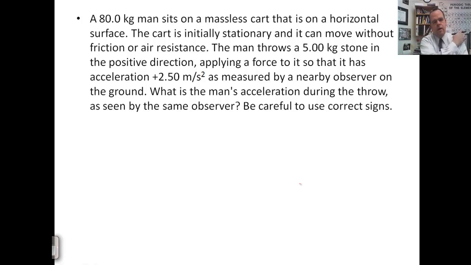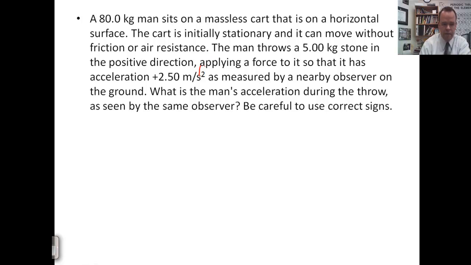Okay, this next problem: an 80 kilogram man sits on a massless cart that is on a horizontal surface. The cart is initially stationary and it can move without friction or air resistance. The man throws a 5 kilogram stone in the positive direction, applying a force so that it has an acceleration of positive 2.5 meters per second squared. What is the man's acceleration during the same throw?